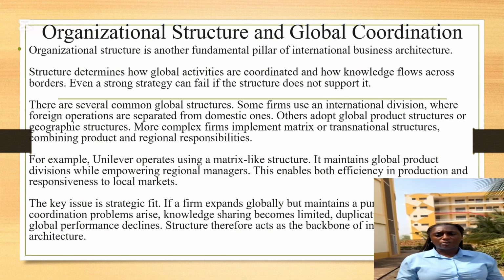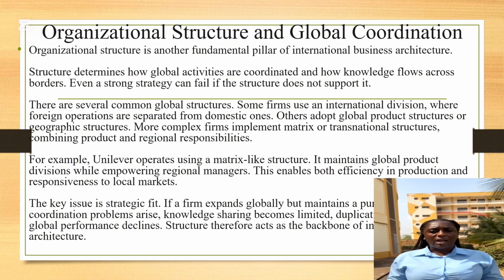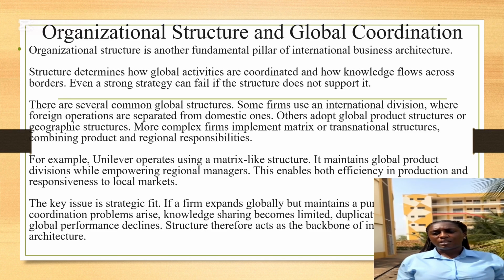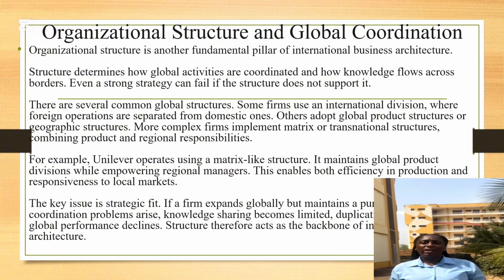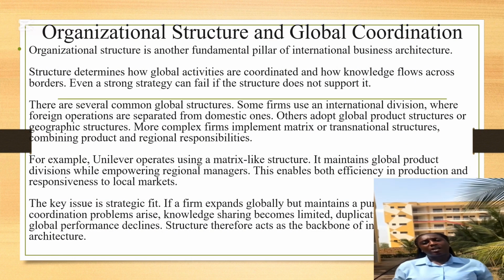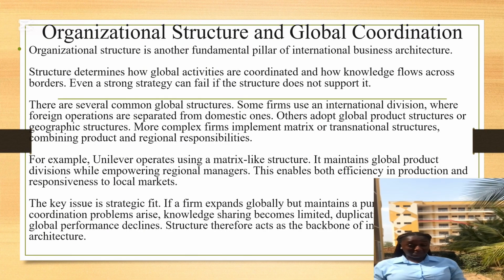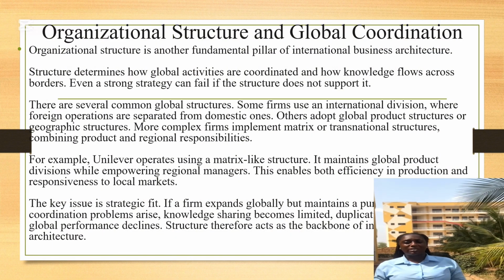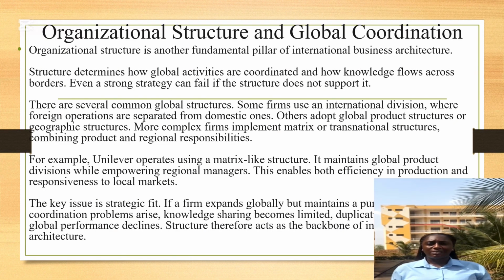Structure determines how global activities are coordinated and how knowledge flows across borders. Even a strong strategy can fail if the structure does not support it. For example, Unilever operates using a matrix-like structure. It maintains global product divisions while empowering regional managers. This enables both efficiency in production and responsiveness to local markets.